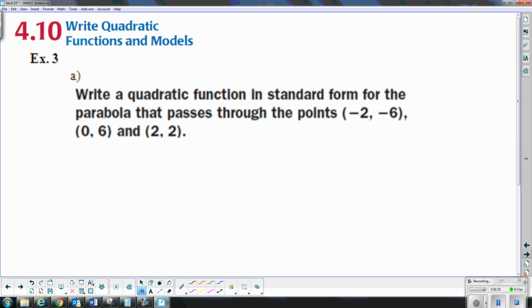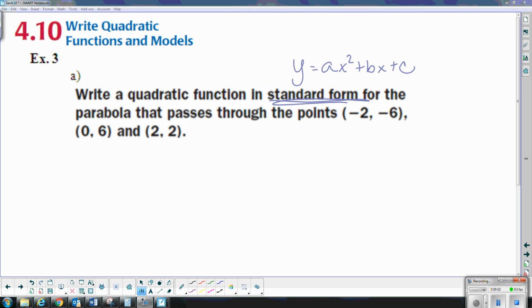All right, so example number 3, it says write a quadratic function in standard form. So again, it asks for standard form. That's y equals ax squared plus bx plus c. For the parabola that passes through the points -2, -6, 0, 6, and 2, 2.